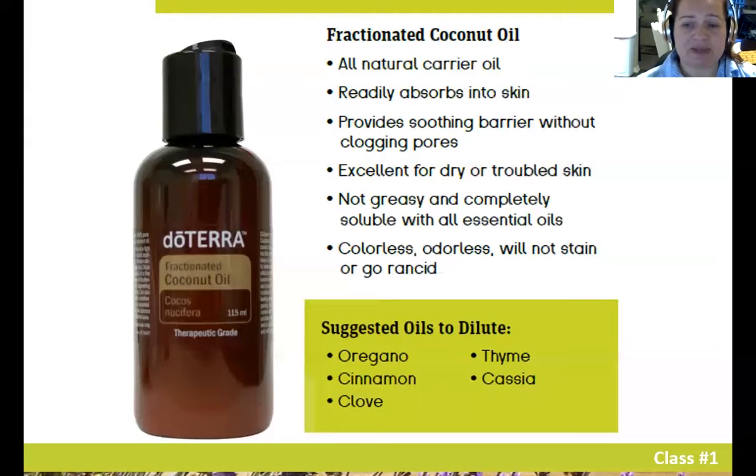Our immune systems are also supported by fractionated coconut oil. Fractionated coconut oil supports normal inflammatory responses. It's great for dry and troubled skin. And my favorite feature is that it's odorless and colorless, and it's very easy to wash out of clothes if you spill some.